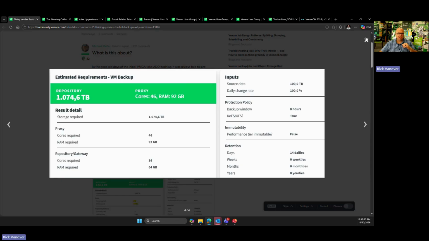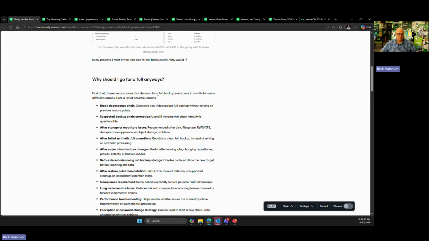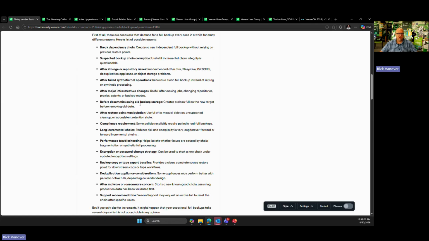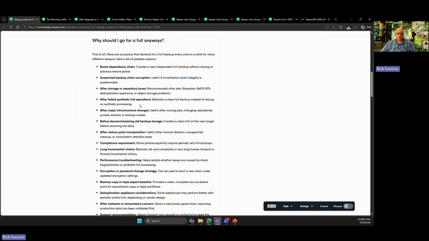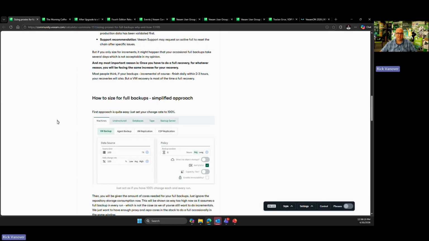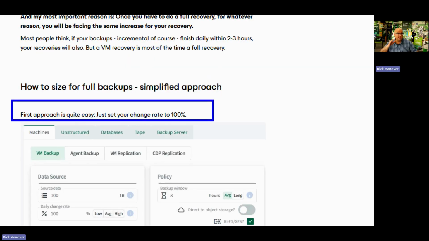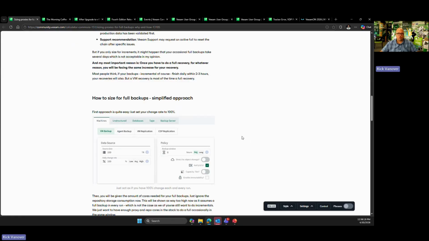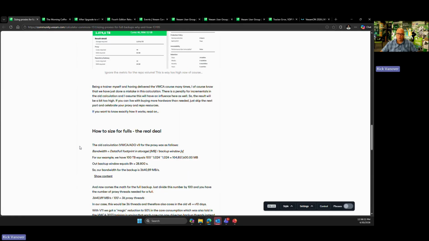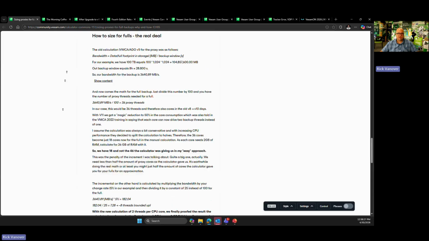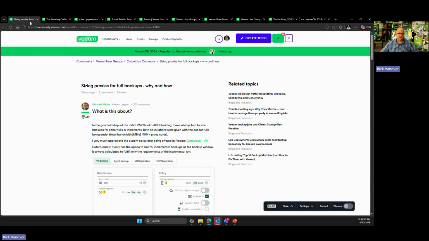And I think this is really insightful because why should I go for a full backup anyways? A lot of folks get really comfortable with always incremental, which is really good, but there are a number of reasons, it doesn't even fit on one page that Michael has, why you should have a full backup. So there's some sizing that goes into it because then, like he says, just make the change rate 100%. That means that proxy will be sized correctly to do a full backup. He walks through some of these details and the math associated with it. This is so cool, I think this is really smart. Thank you, Michael Melter, for this one.